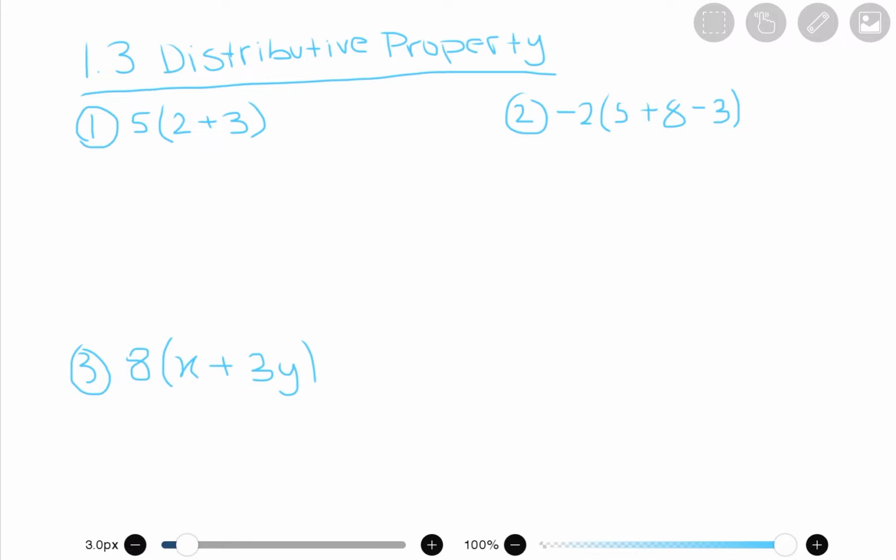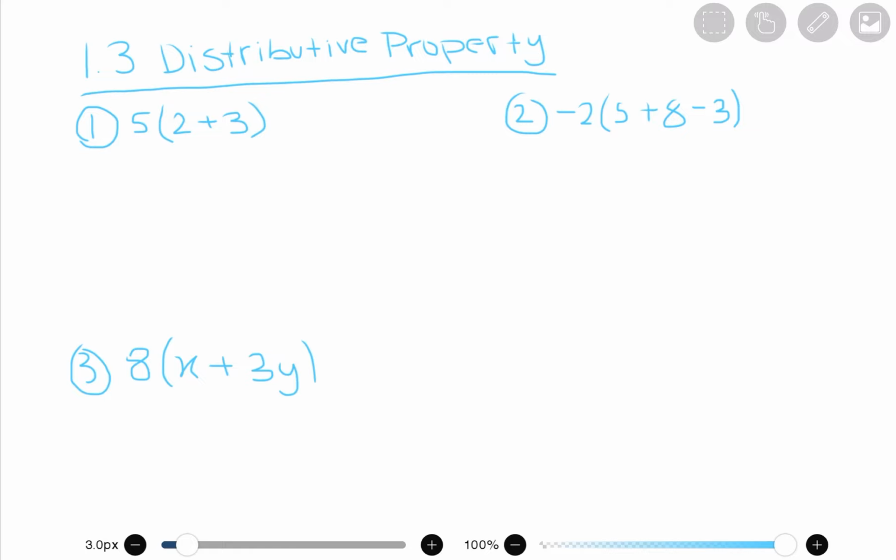So first, let's talk about the distributive property. The distributive property is a property where we distribute a number outside of the parentheses to the number or numbers inside. For example, let's take the problem 5 times (2 plus 3). So in this problem, the 5 is outside the parentheses.